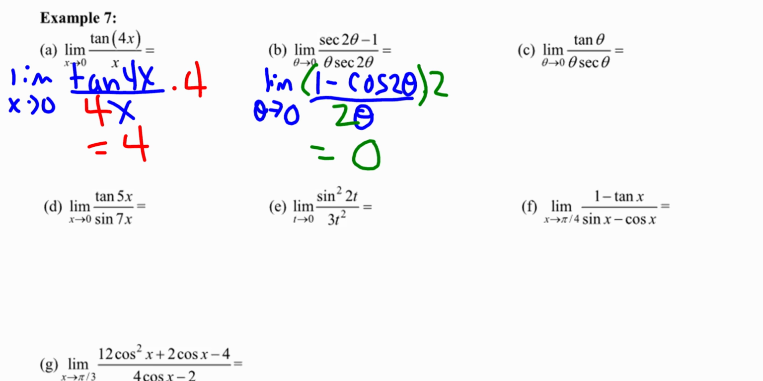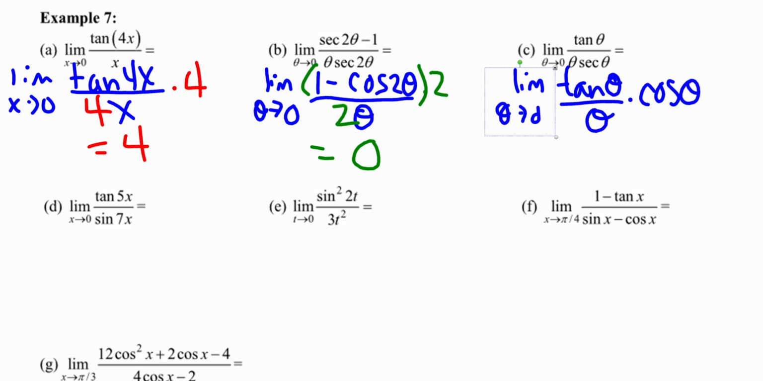I have tangent, let's just rewrite this maybe. Limit as theta approaches 0, tangent theta over theta, oh, I know what that is, times cosine theta, I know what that one is as well. Alright, so tangent theta over theta, we know that one is 1 as the limit approaches 0. 1 times cosine of 0 is 1. Our limit is equal to 1.